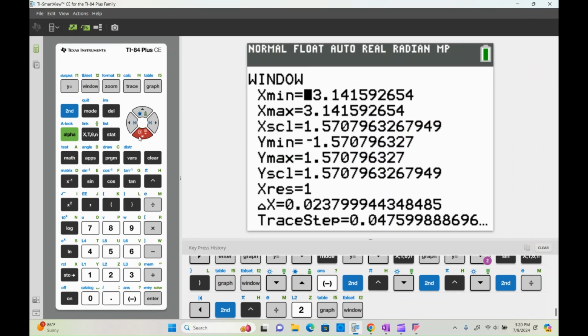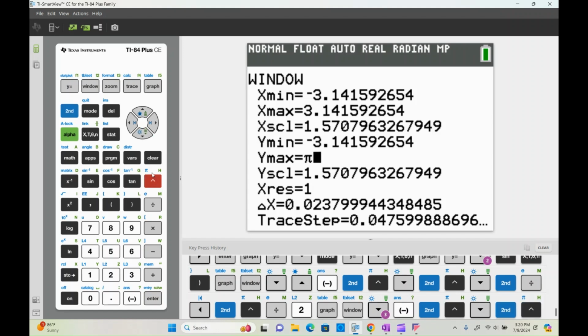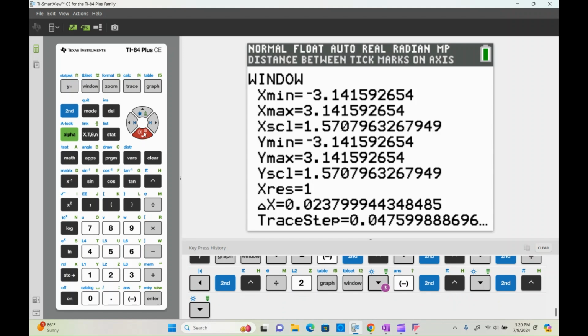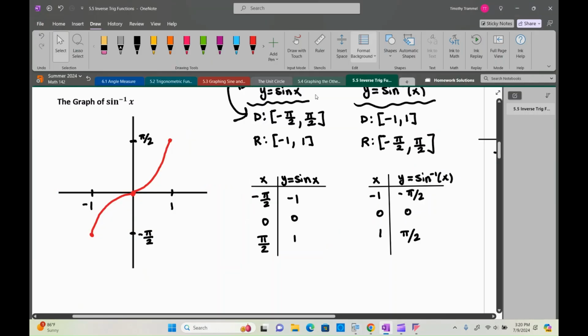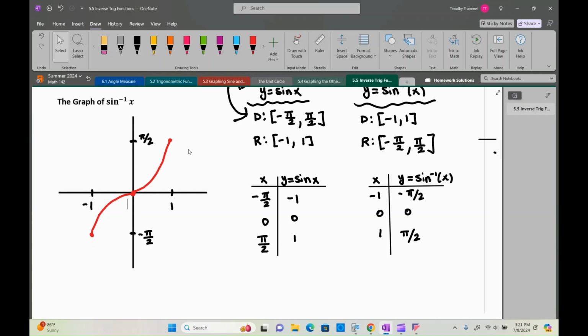I'm going to make the y's a little bit bigger too. Let's do minus pi to pi there too. Why not? And I'll just leave that y scale as pi over 2. And if we look, there it is. So your inverse sine function has a very small graph. All right. So there's that. We're actually not going to do a lot graphically with these inverse trig functions. We will do plenty with them, but usually it's not going to be graphical in nature like this.